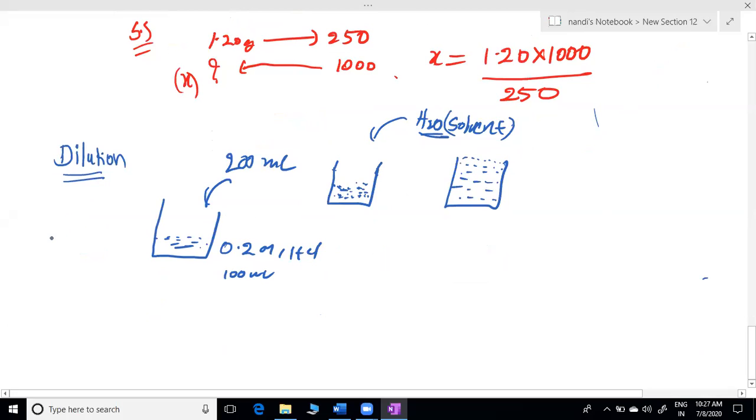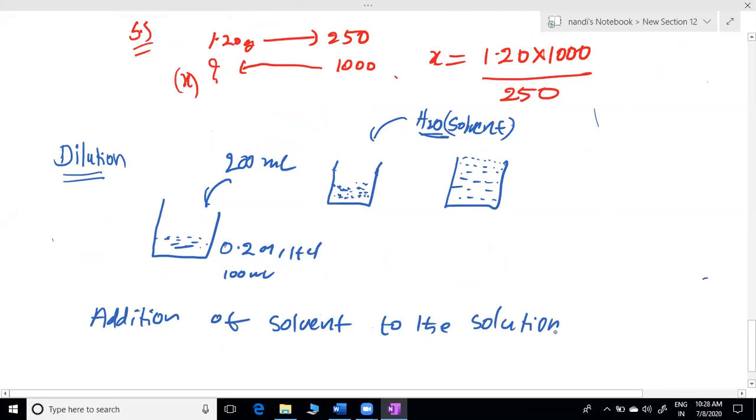Addition of solvent to the solution is called dilution.